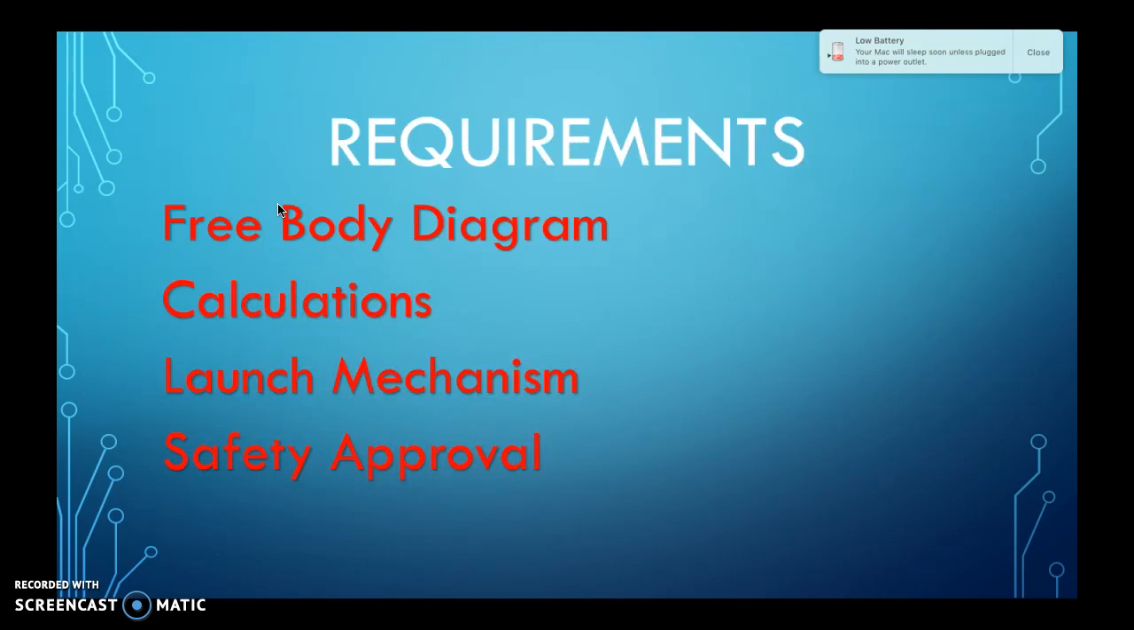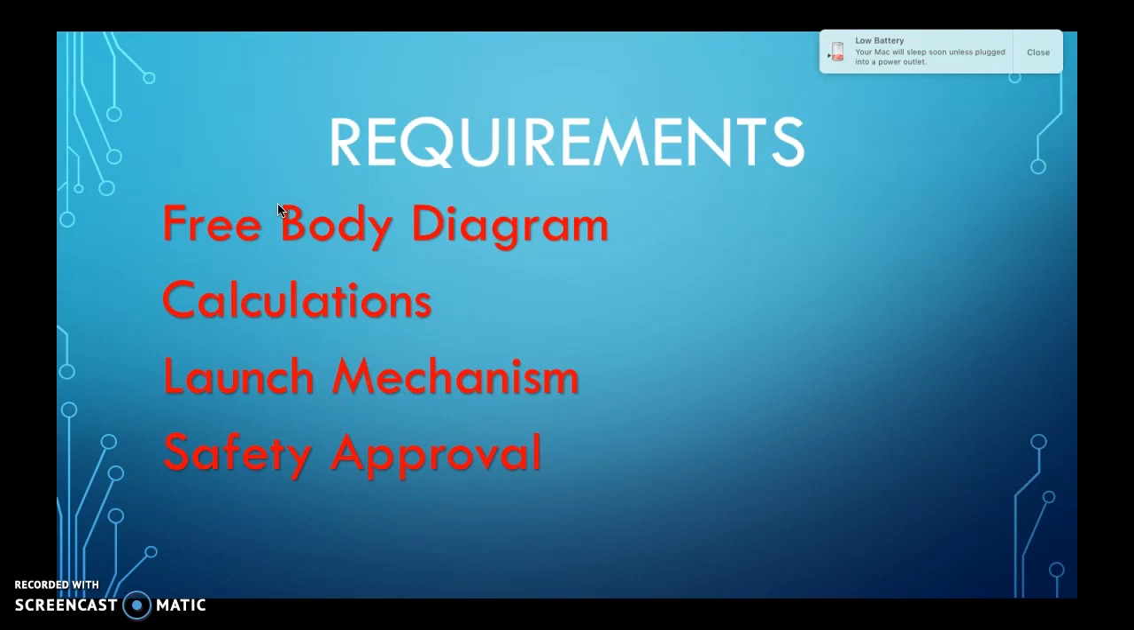So, your requirements. I'm going to need a free body diagram. I'm going to want to know all of the forces that are at play on your rocket. Not only do I want a free body diagram, I want you to label each of the arrows with the corresponding forces, and I'd also like you to label them with the magnitude of the forces.